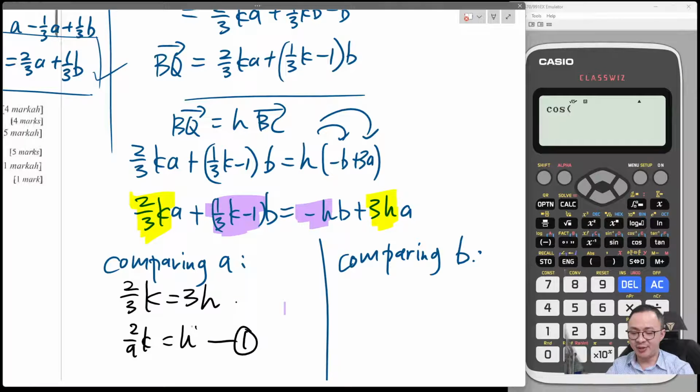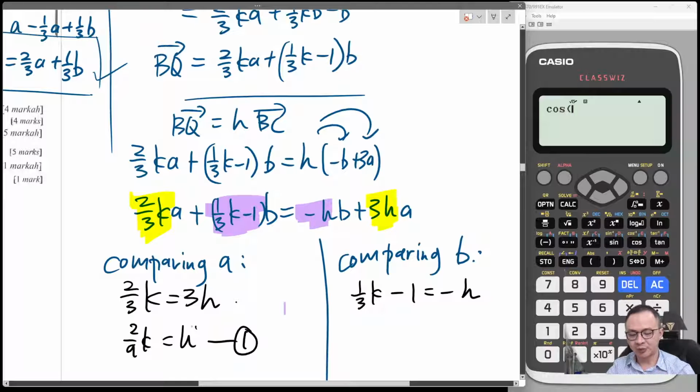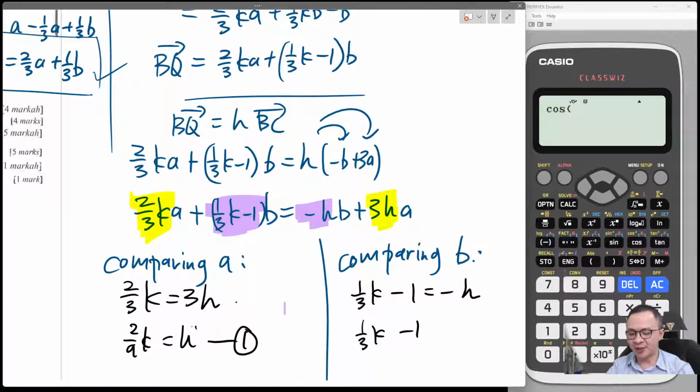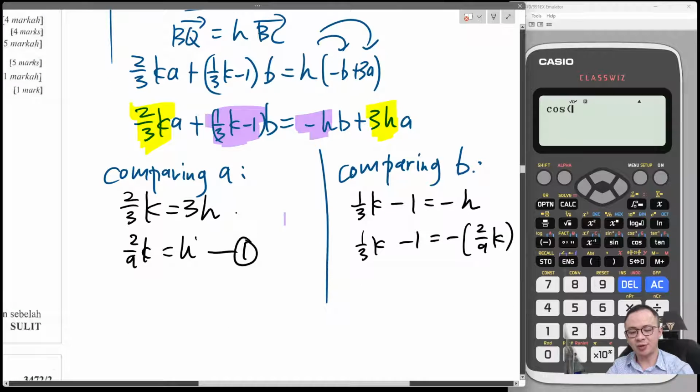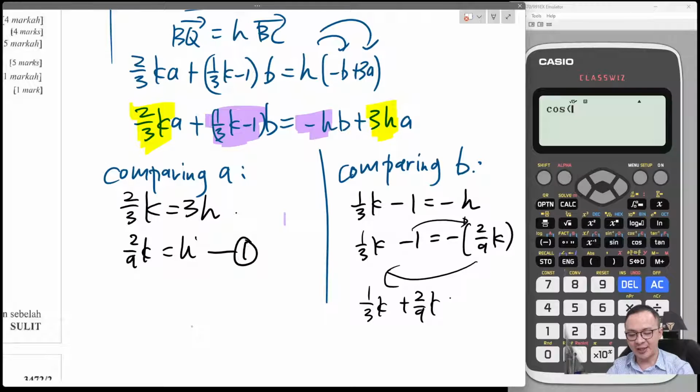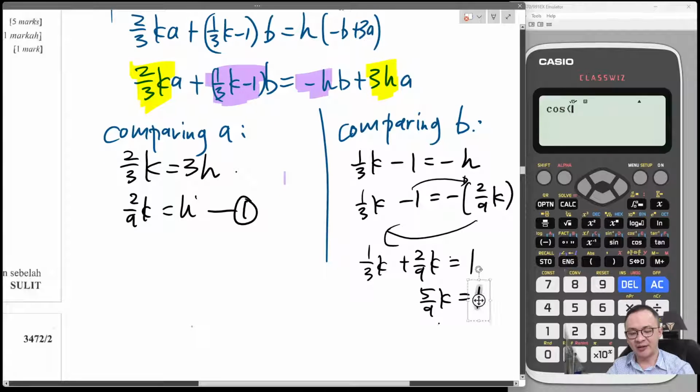Then for b, 1 over 3k minus 1 equals to negative h. So 1 over 3k minus 1 equals to negative h, and h is 2 over 9k, isn't it? So I will just move this one here and move negative 1 to the other side. So 1 over 3k plus 2 over 9k equals to 1. You add them, you should get 5 over 9k equals to 1. Then now I got k equals to 9 over 5.